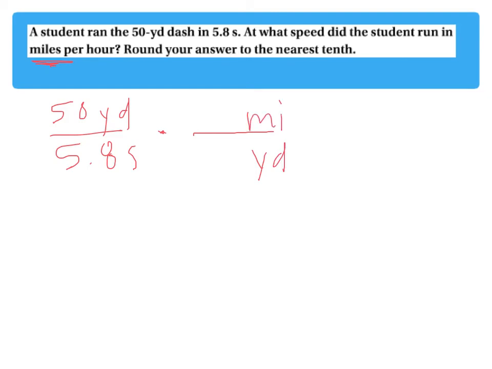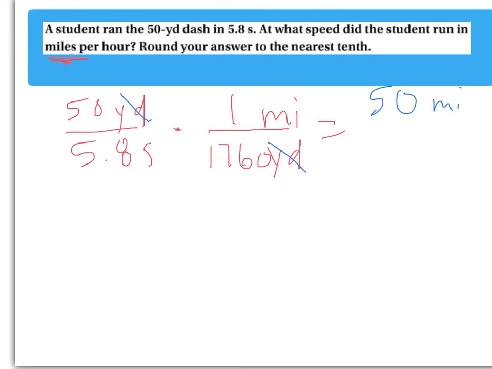So I have to know how many yards are in a mile. And I know that there's 1,760 yards in 1 mile. So I'm going to first do that multiplying. So again, my yards will cancel each other out. So then I multiply across. I will have 50 miles in 10,296 seconds. So I'm still not in miles per hour yet.